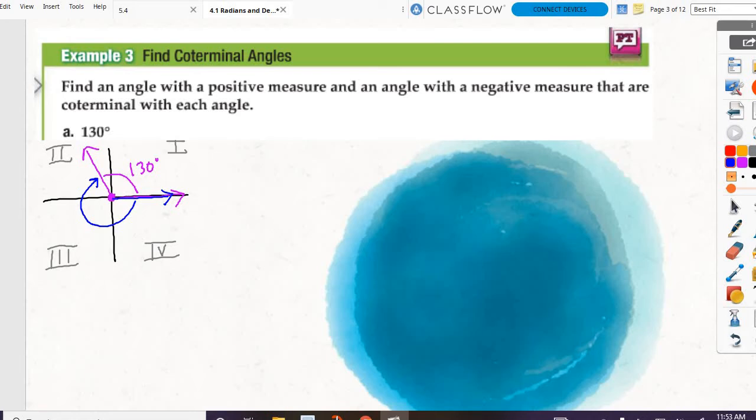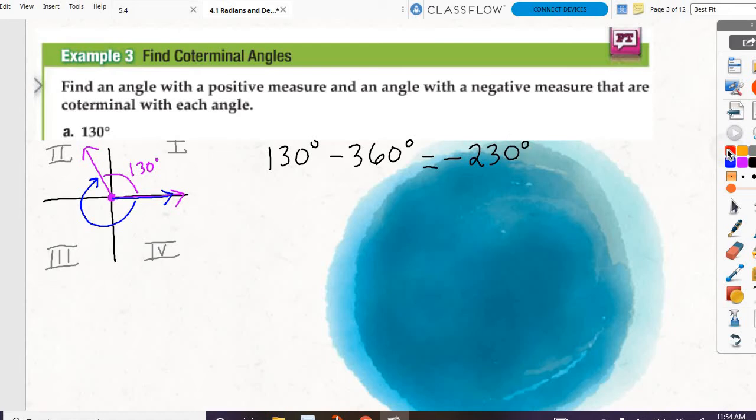Okay. So how would we figure out what that one is? 360 minus... Not quite, because, I mean, you could, but what you would have to do after that is stick a negative on it. Because we're going the opposite direction, we show that by making it negative. So you could subtract it from 360, then you just need to make it negative. Or just subtract 360. And what do we get? Negative 230 degrees.